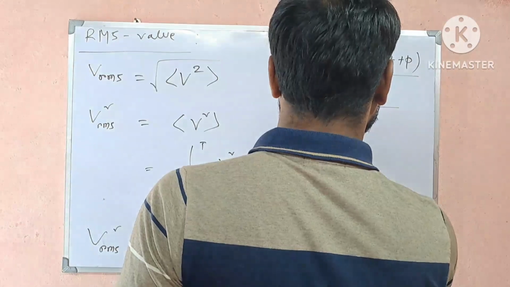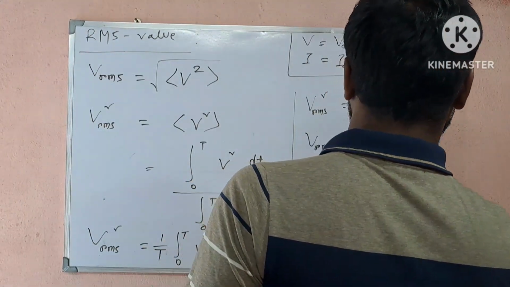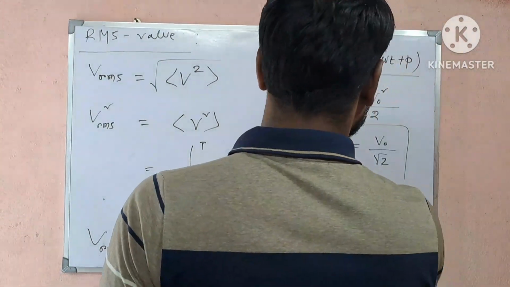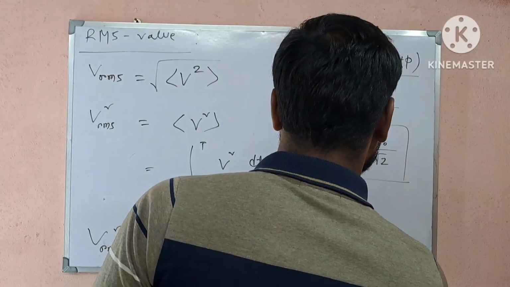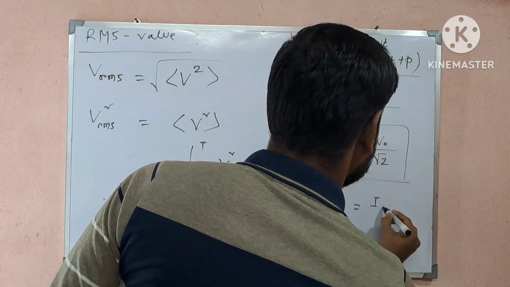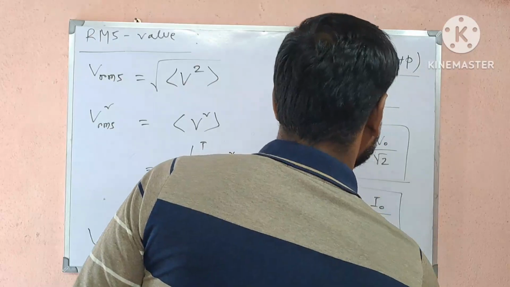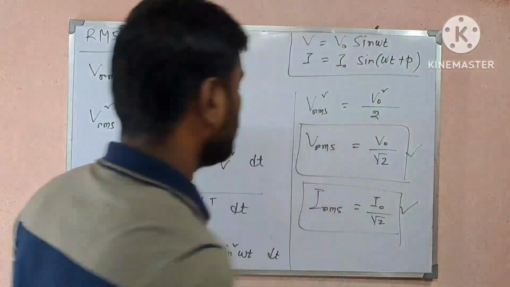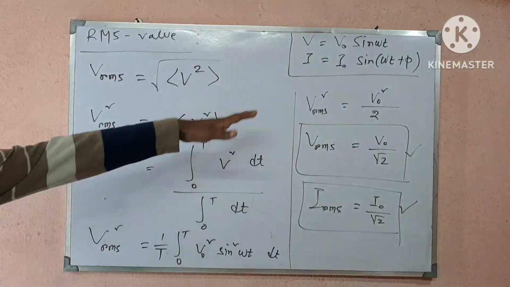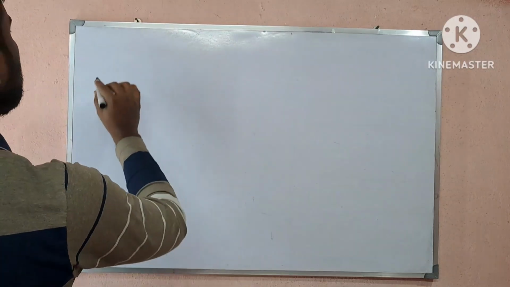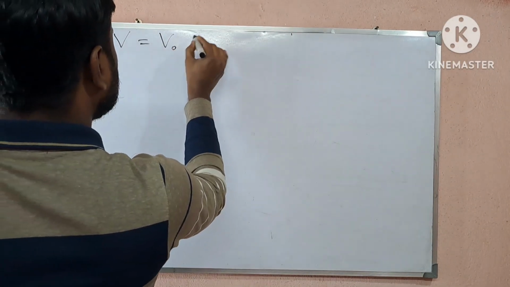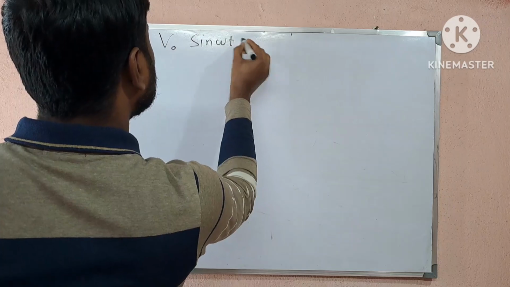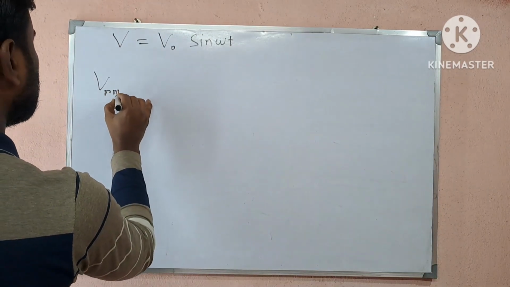And we can write from here VRMS is equal to V naught by root 2. Similarly, IRMS is equal to I naught by root 2. So these are the RMS values of current as well as RMS values of voltage. We know for an AC signal, voltage is given by V naught sine omega t. So now how can we calculate the RMS value of voltage?